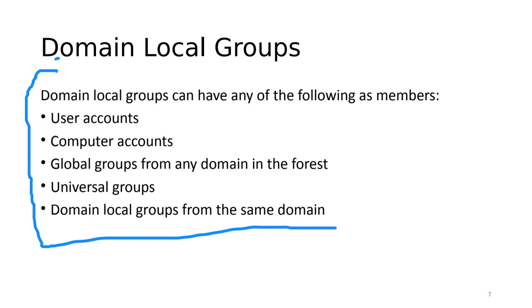Very important, please. A domain local group can have user accounts, computer accounts, global groups from the forest, universal groups, and domain local groups from the same domain. Very good question. And usually they will ask you 4, maybe 3, maybe 5, but usually 4 out of 5.